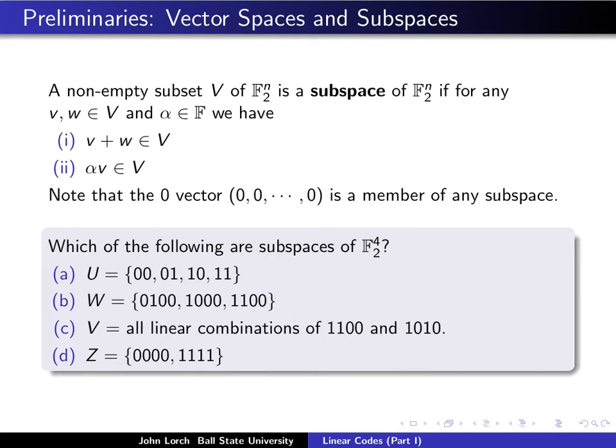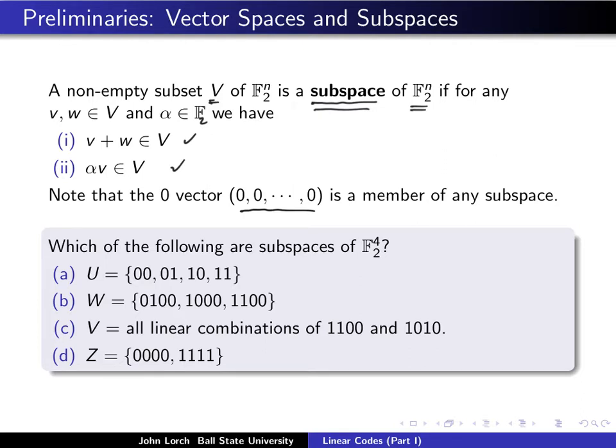So in the vector space F2^n, if we have a non-empty set V, we call that a subspace of F2^n if for any elements v and w in capital V and alpha in the field F2, that means alpha is either 0 or 1, we have that the sum of the two vectors is again a member of V, and the scalar multiple alpha times v is again a member of V. So one thing that you should notice is that the 0 vector, just consisting of all zeros, is always a member of any subspace. And you can see that in a number of ways.